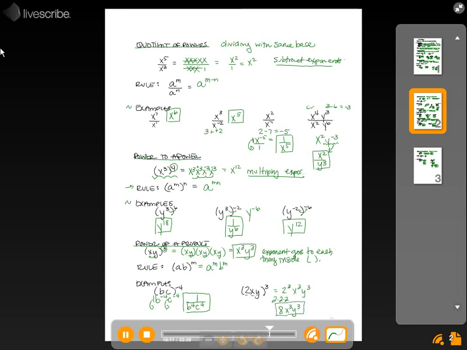Okay, again, I want to reiterate the fact that this is not the distributive property. That exponent has to go to everything, every variable and coefficient inside the parentheses, but it is not the distributive property.